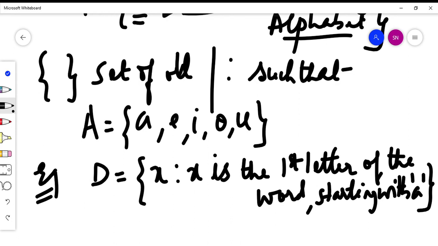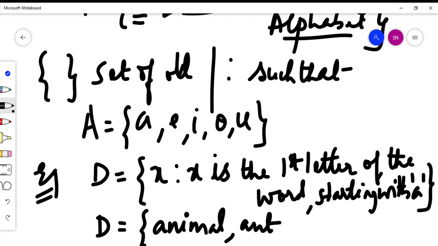So what do you conclude? They are asking you to write a set where the first letter of any word you give starts with A. For example, if I convert this into tabular format, I would get D is equal to animal, ant, any word which starts with A. They are not specifying that it has to be an animal, a living thing or a non-living thing. It should comprise a name. I'll write my name, Annie.